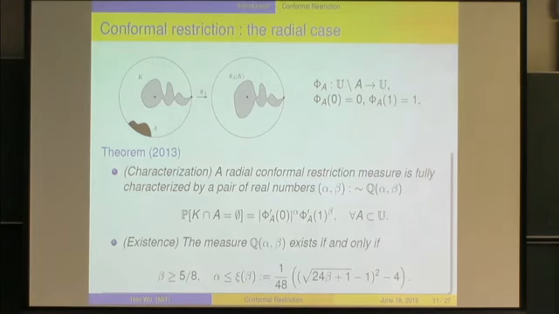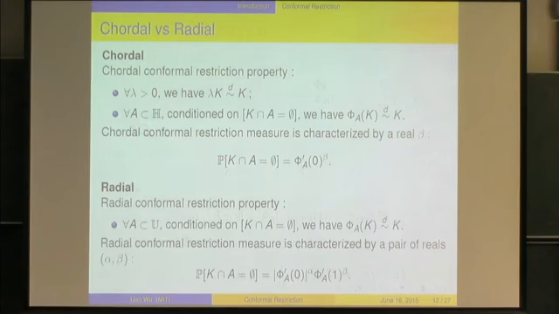Before I go to the idea of the proof, I will explain what's the difference between the chordal case and the radial case. So in the chordal case, when we define chordal conformal restriction, we have two requirements. The first is conformal invariance. The second is the restriction property. And the answer is that the random set is characterized by one real positive beta. So there's 1 degree of freedom. And in the radial case, since we don't have a requirement counterpart to the scaling invariance, in fact we have one less restriction. So this explains why we have one more degree of freedom in the answer.